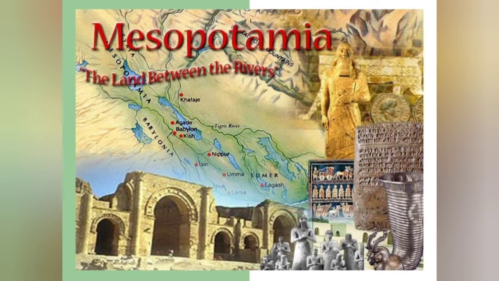Word meaning. First is Mesopotamia, the land between two rivers. It is made of Greek words, mesos meaning middle and potamos meaning river.